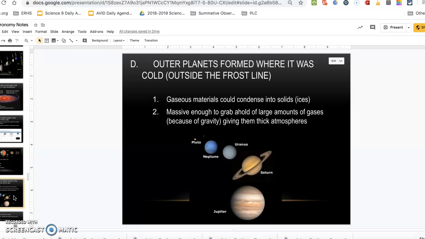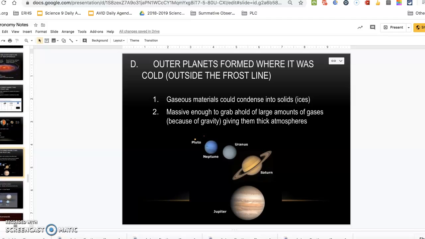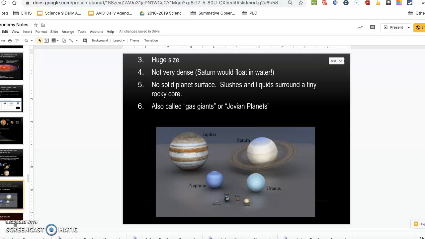Outer planets formed where it was relatively cold outside the frost line. Gaseous materials are able to condense into solids or ices. So they're very massive, and they're massive enough to hold a lot of gas nearby because of that gravitational pull, and thus they'll have very thick atmospheres compared to us, which is really not conducive to life. So they're huge in size. I mean, look at the difference in size here. These are our inner planets compared to our outer planets. There's a reason we call them the gas giants.